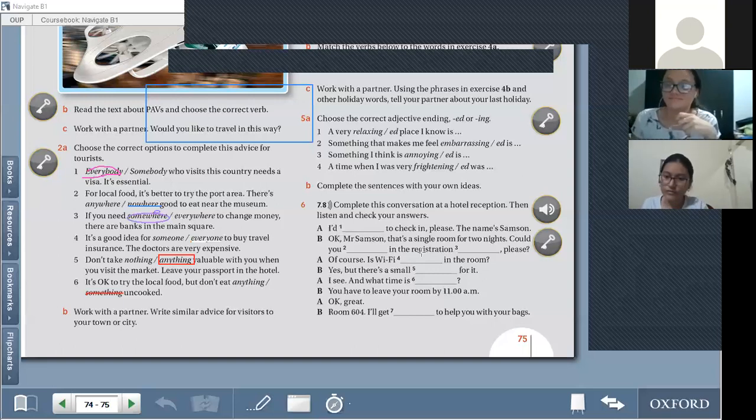For Diana, it's someone. Do you agree with her? Do you disagree with her? What do you think about that? All right, it's a good idea for someone, everyone to buy travel insurance.